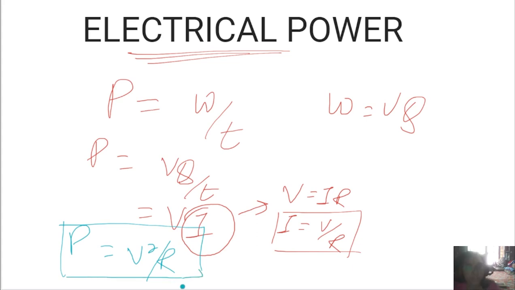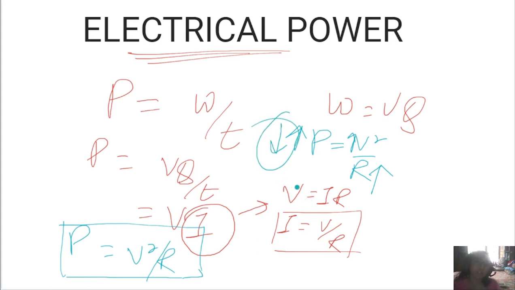This is important to us whenever we have to calculate the power generated by a device when there is no current given. And also we can understand something, that is the relation: the more the electrical potential, the more will be the current, the more will be the power, and the more the resistance of the particular appliance, the less will be the power of the appliance. Okay, so that is why this equation is important.